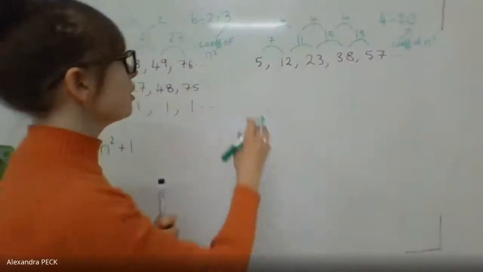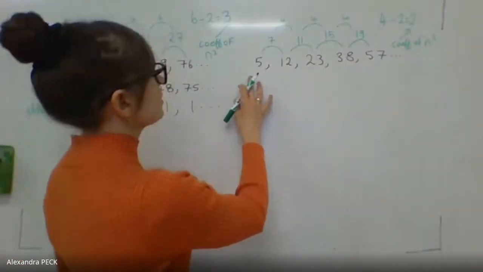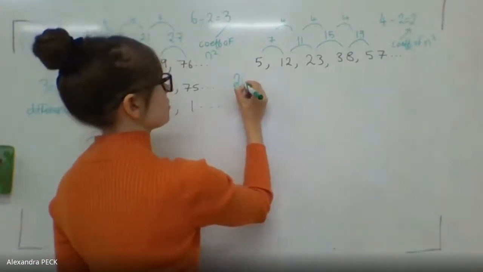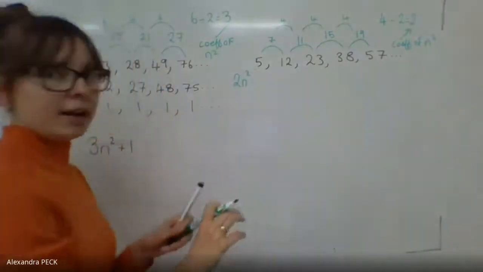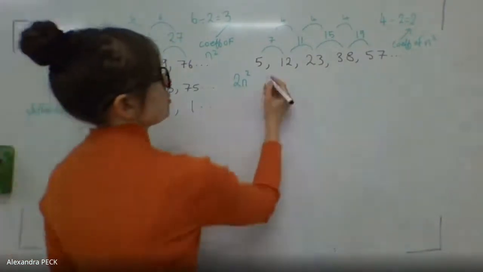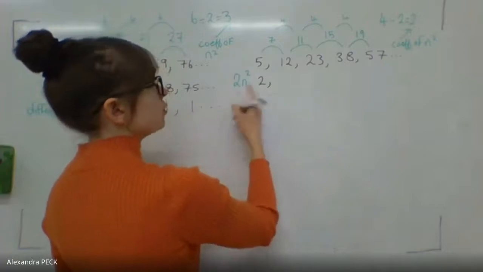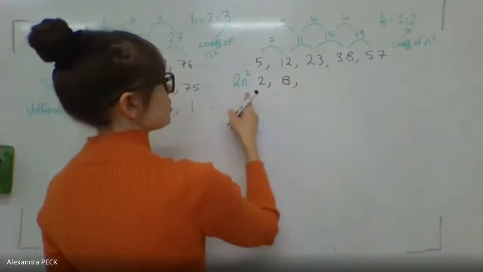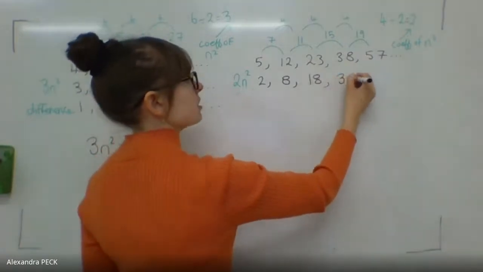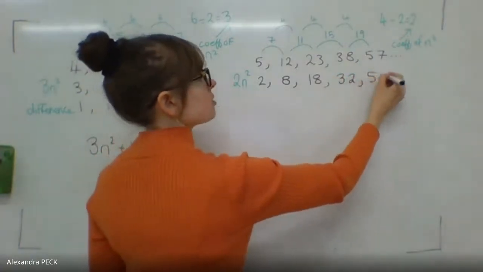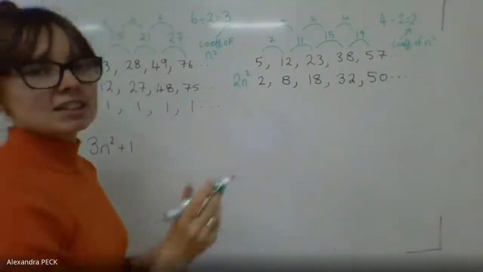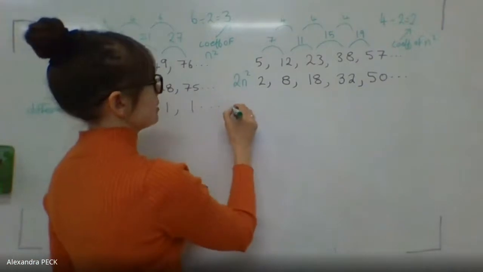So we come over here and we're going to write out our sequence of 2n squared this time, because our coefficient of n squared is 2. So we write out our 2n squared sequence. 1 squared is 1 times 2 is 2. 2 squared is 4 times 2 is 8. 3 squared is 9 times 2 is 18. 4 squared is 16 times 2 is 32. And 5 squared times 2 is 50.